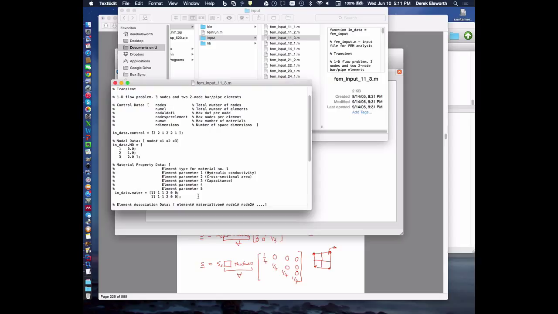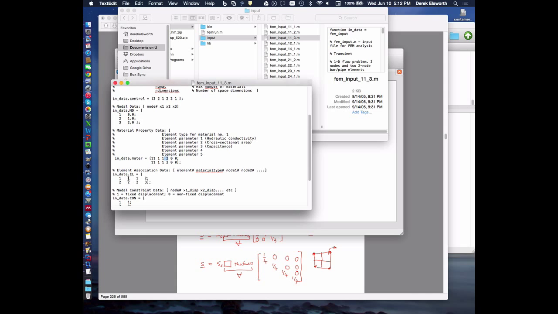We have material properties. Are they the right magnitudes? So we have, this is the element number. The hydraulic conductivity we used was equal to 1. The cross-sectional area we used was equal to 1. The capacitance we used was equal to 2, right? So yeah, it is set up for this. This is reverberating a bit.